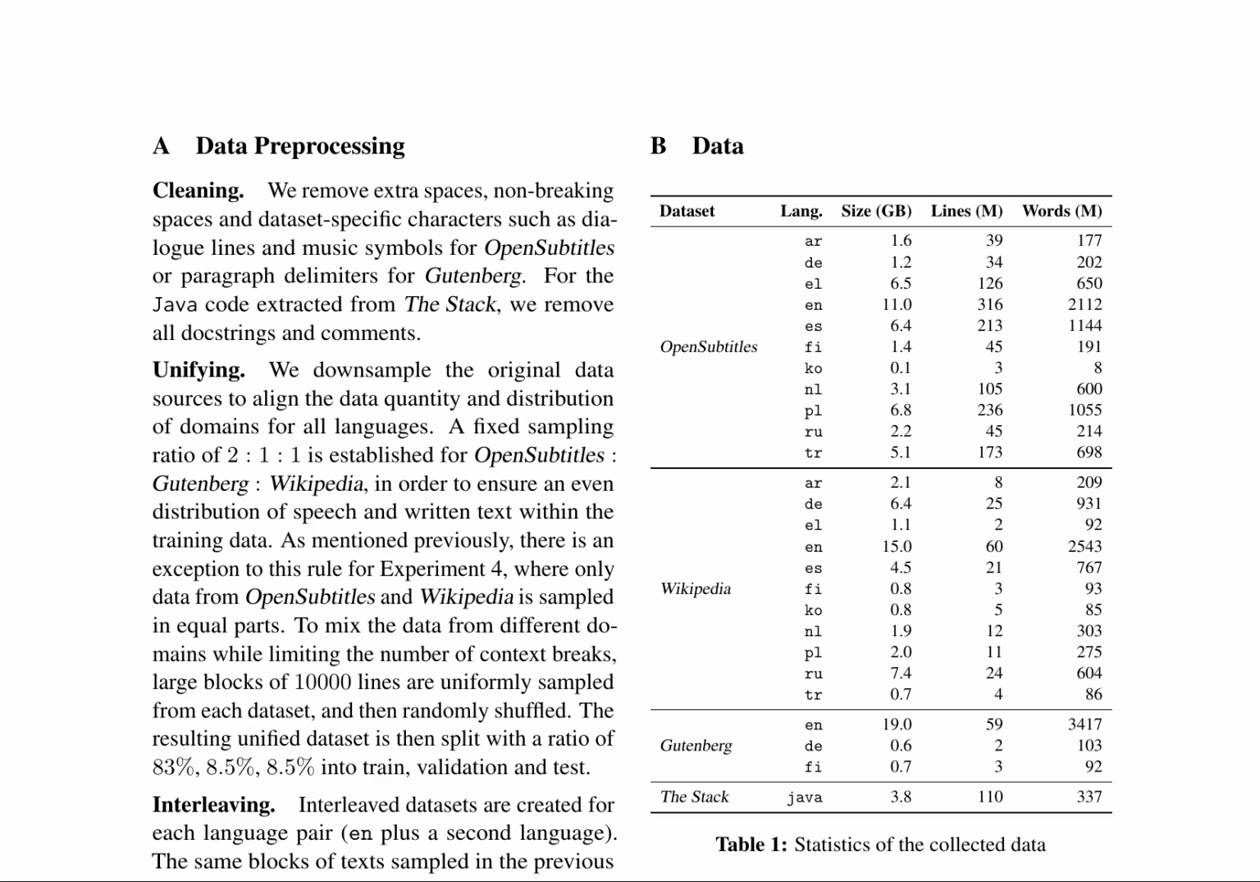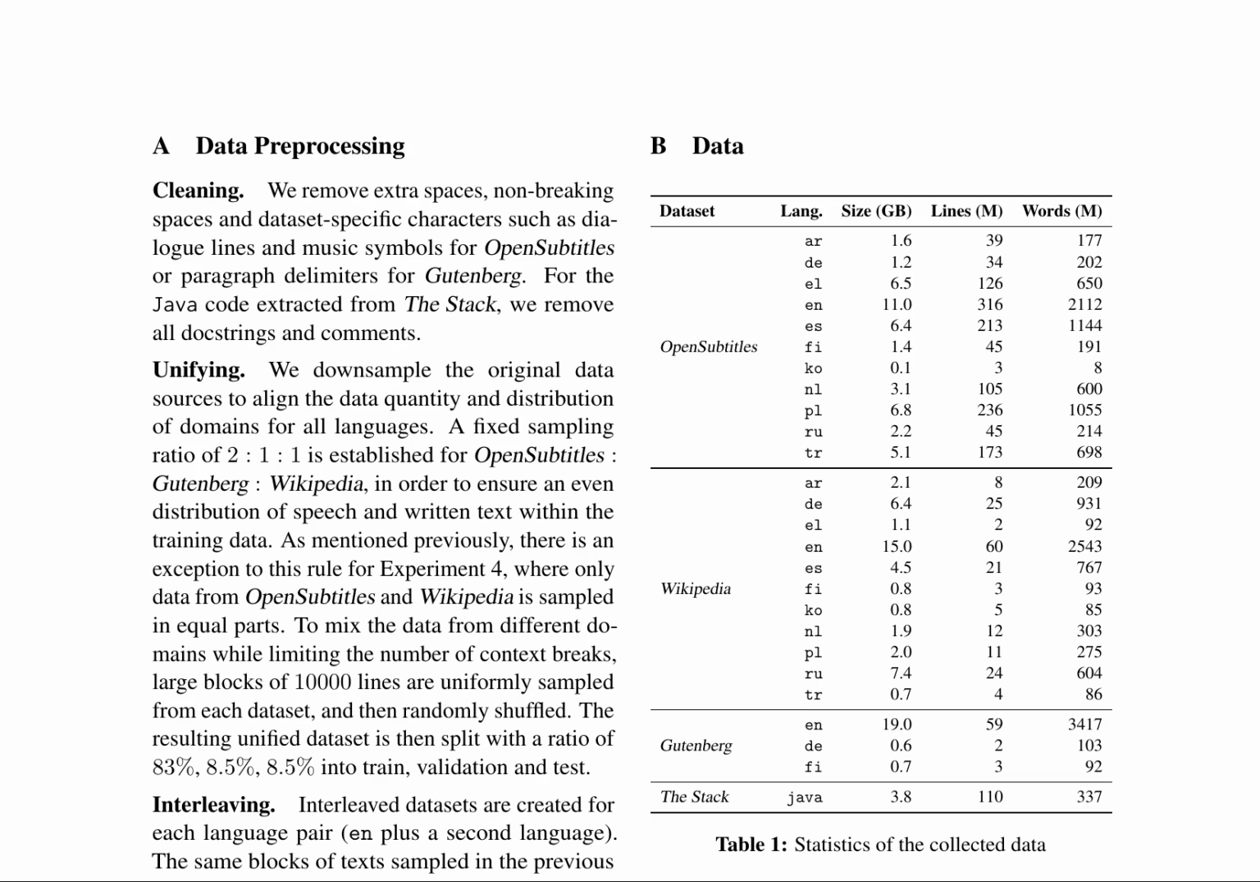The data pre-processing pipeline involves three primary steps: cleaning, unifying, and interleaving. Initially, the data is cleaned by removing extra spaces, non-breaking spaces, and dataset-specific characters. For the Java code extracted from the Stack, all docstrings and comments are removed. In the unifying step, a fixed sampling ratio of 2:1 is established for OpenSubtitles to Gutenberg and Wikipedia, to ensure an even distribution of speech and written text within the training data. Large blocks of 10,000 lines are uniformly sampled from each dataset and then randomly shuffled.